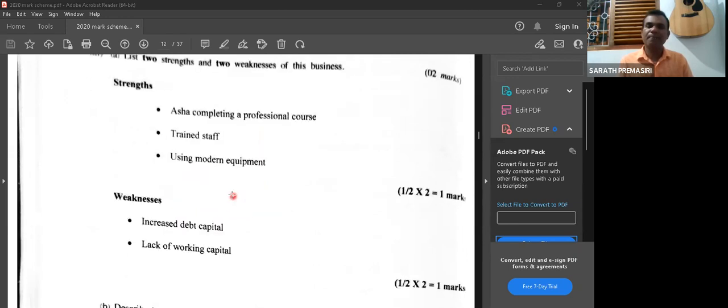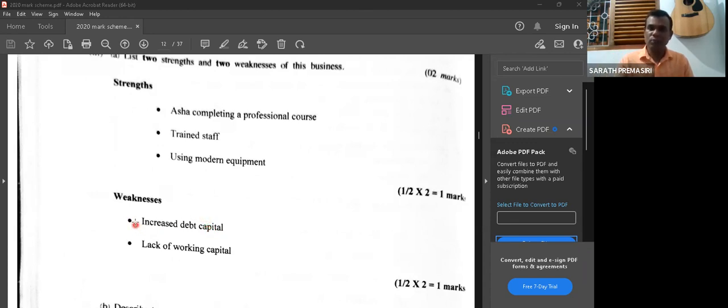Look at that. Then weaknesses. Increased debt capital. She does not have enough finance. Debt capital is higher than her owner's capital. Her own capital is 200,000. Debt capital is 500,000. Can you understand?